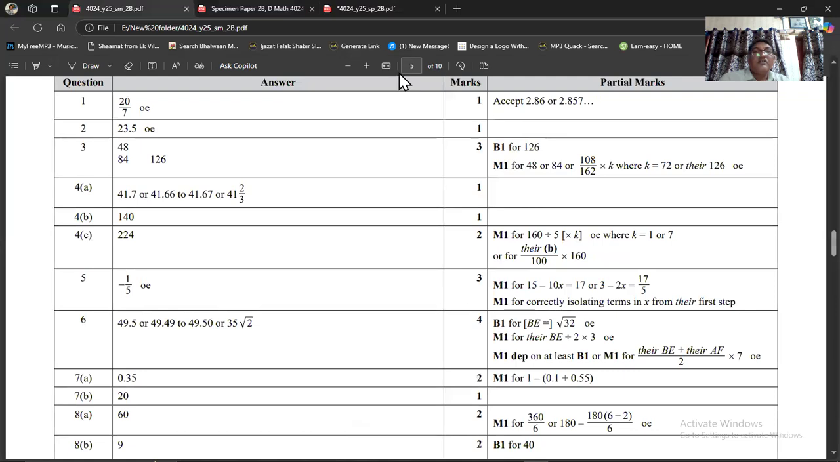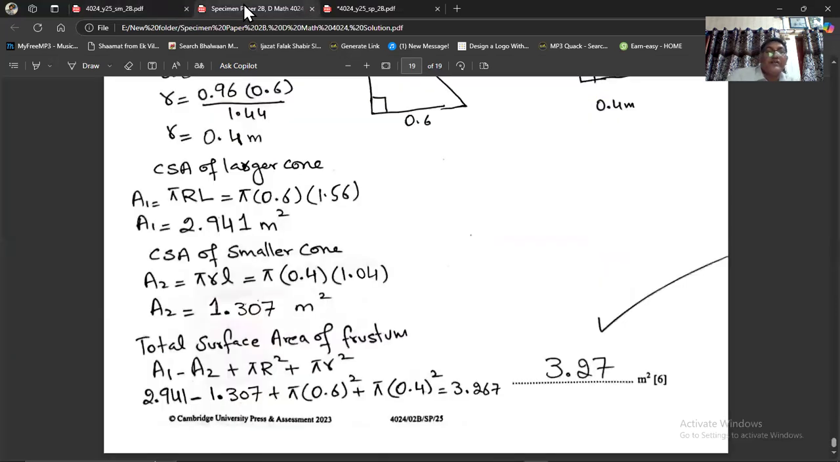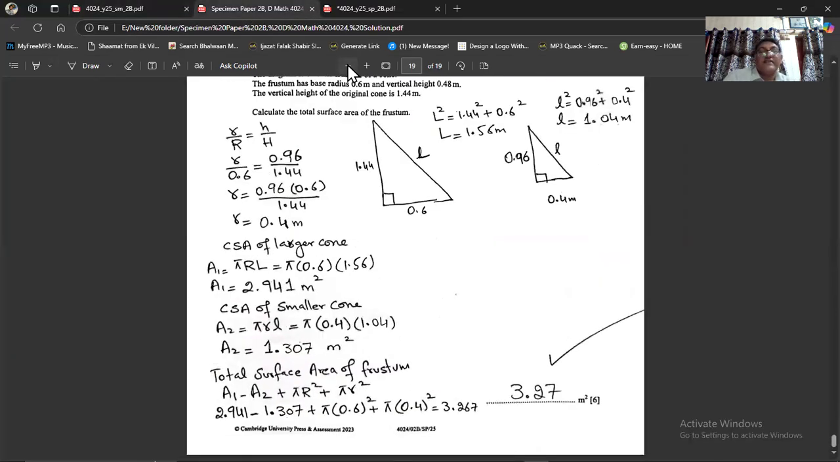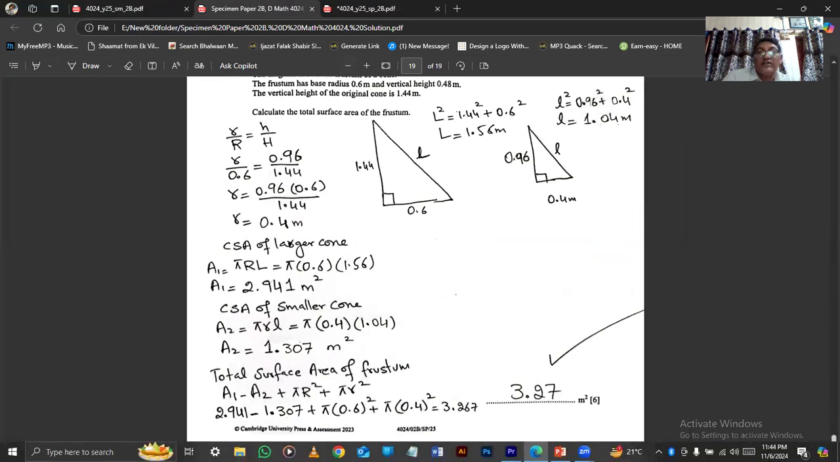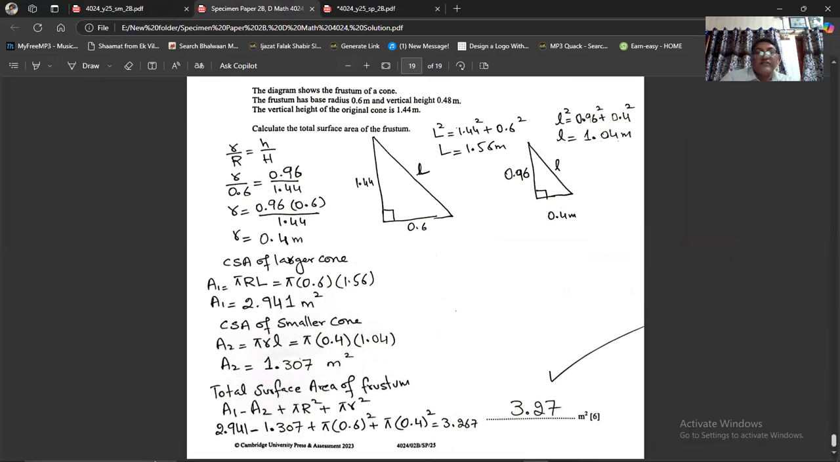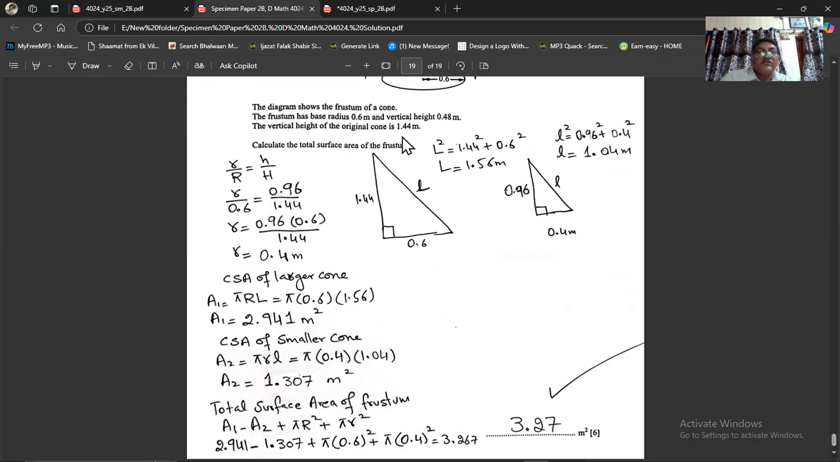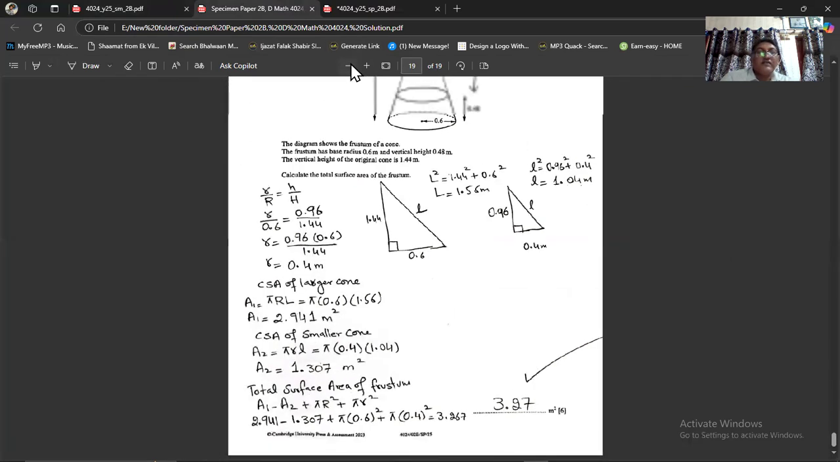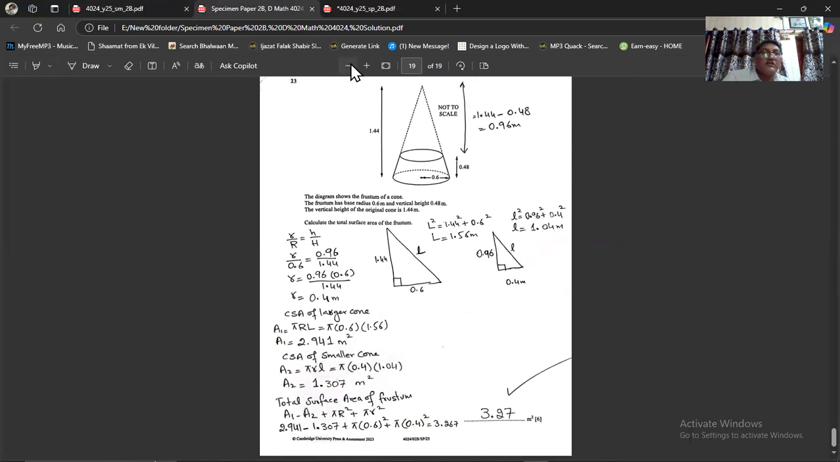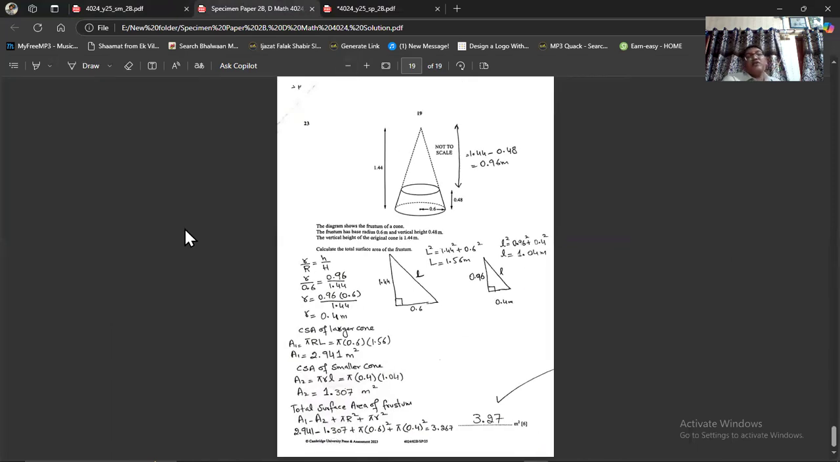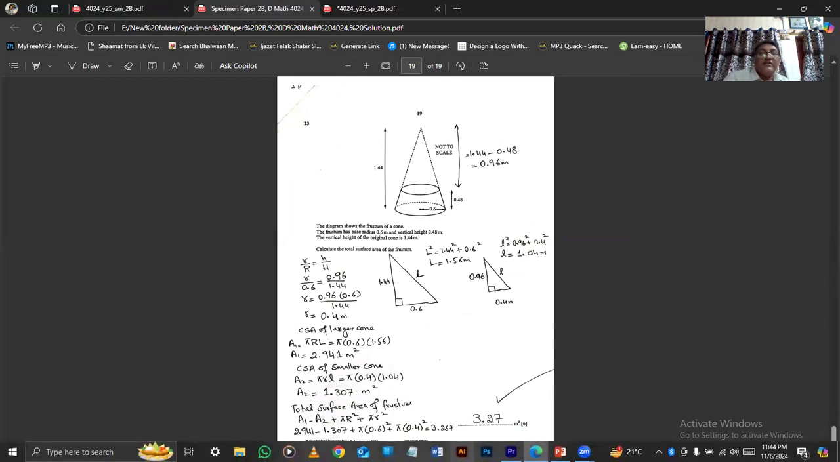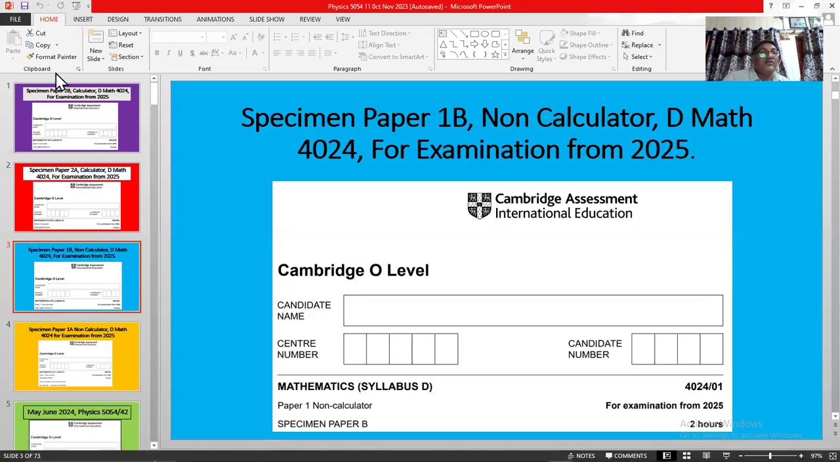Okay, so here we go. Let me reduce the size so you can see the whole question together. Still not visible. Okay, now I think it's visible. You can pause the video and have a good look at it. It's a good question on the frustum. We are done with this paper, my dear students.